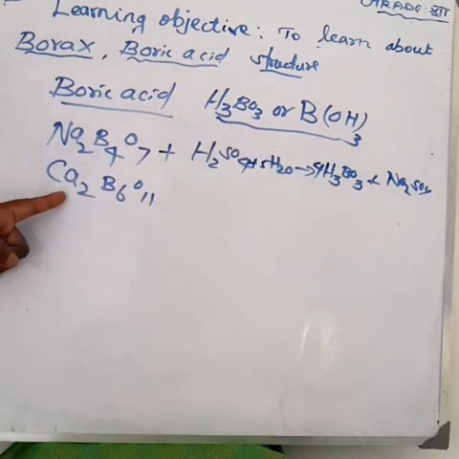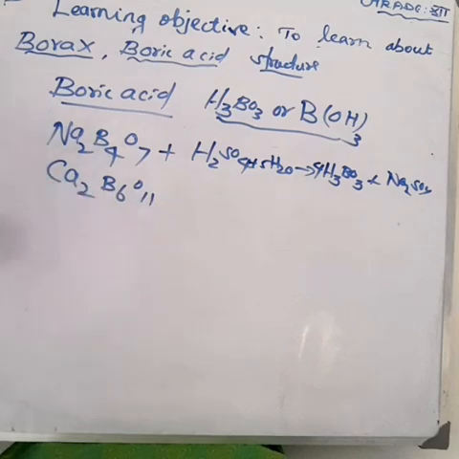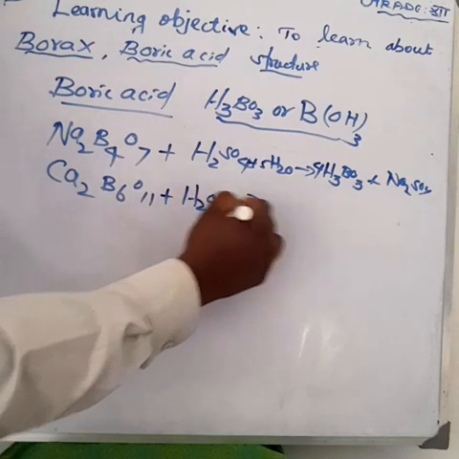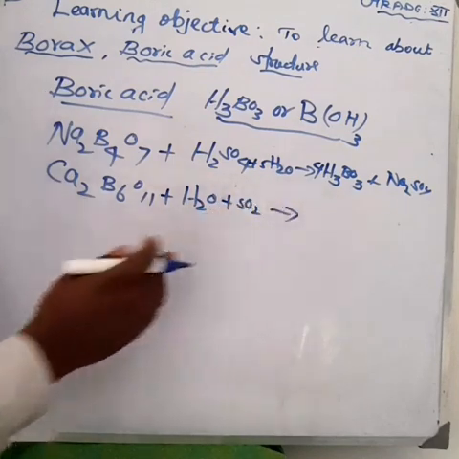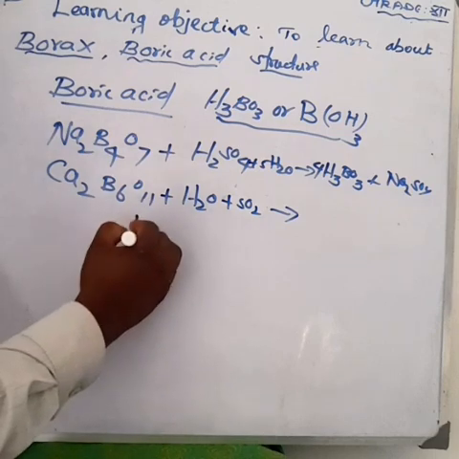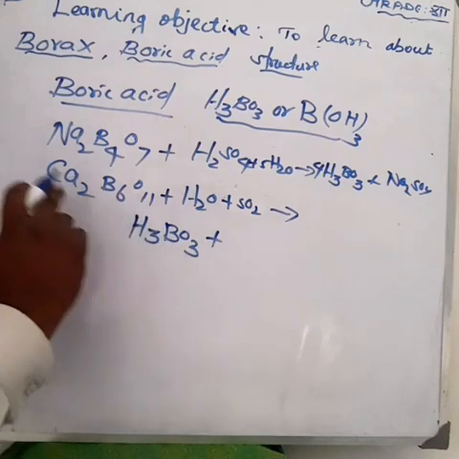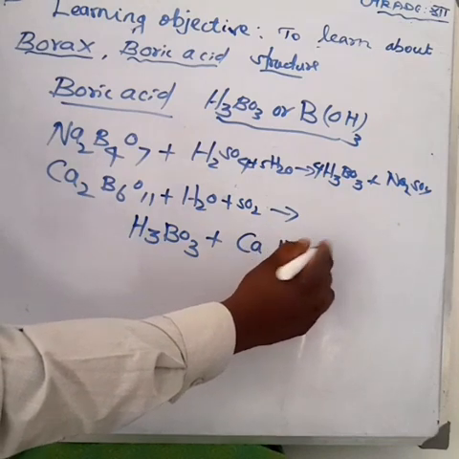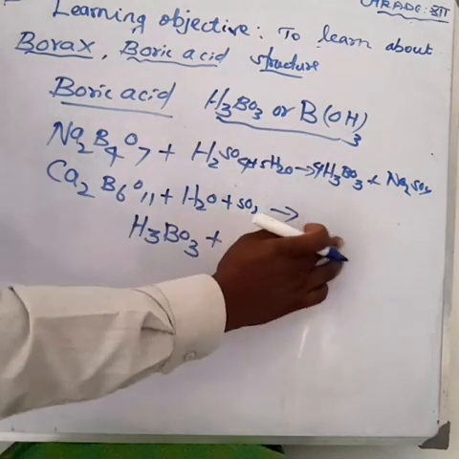Next, the colemanite ore. What is the formula for colemanite ore? Ca2B6O11. Say all of you. Ca2B6O11 reacts with water in the presence of sulfur dioxide, SO2. We get boric acid, H3BO3, plus calcium bisulfite, Ca(HSO3)2. Calcium bisulfite. How can you balance the equation?